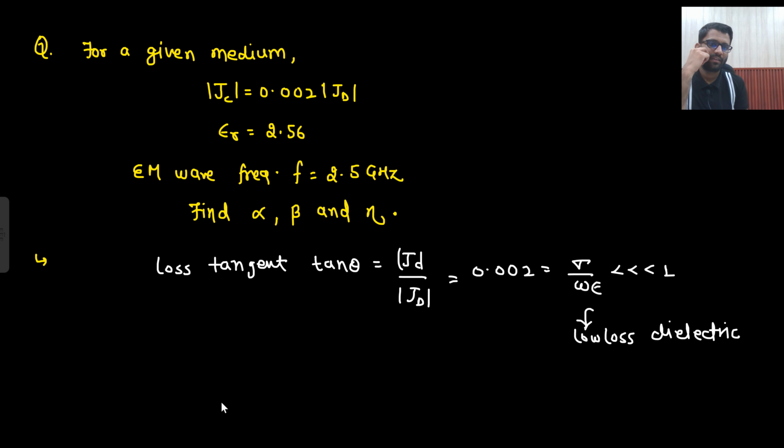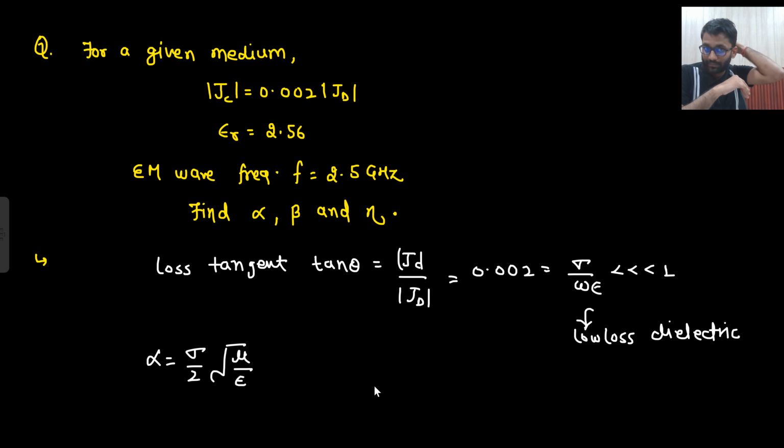What do you need to find? Alpha. Do you remember the expression of alpha for low loss dielectric? If you don't remember, you can derive it. But I remember it: sigma by 2 under root mu upon epsilon. Do I have the value of sigma? No brother, the value of sigma is also not given. Sigma upon omega epsilon value I am having. So omega epsilon value also I have. Omega value I also have. Epsilon value also I have. So I need to calculate the value of sigma here. But no, I am not going to calculate the sigma value directly.